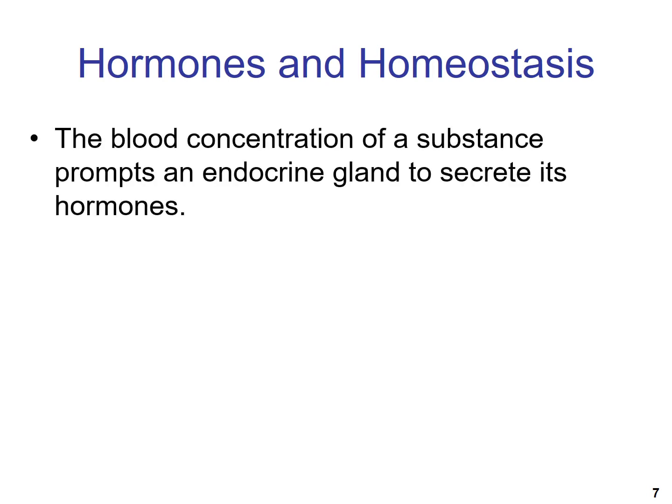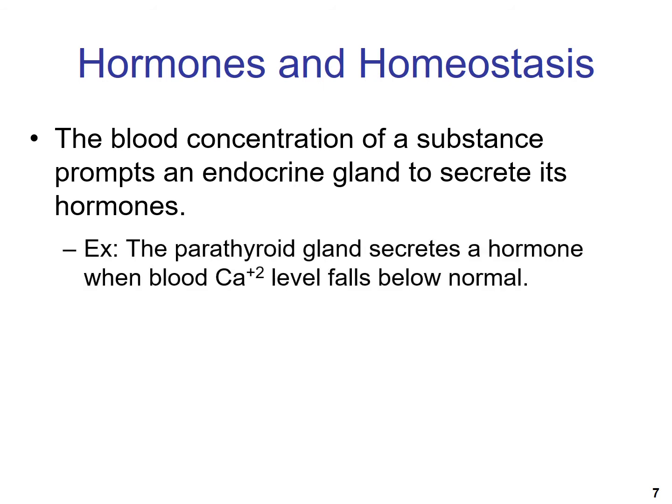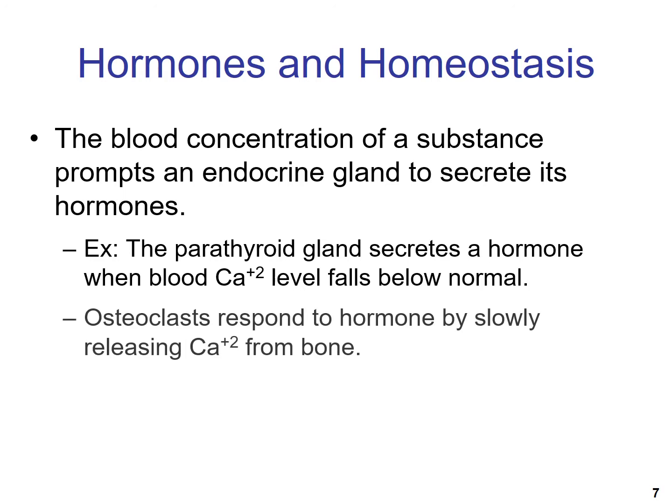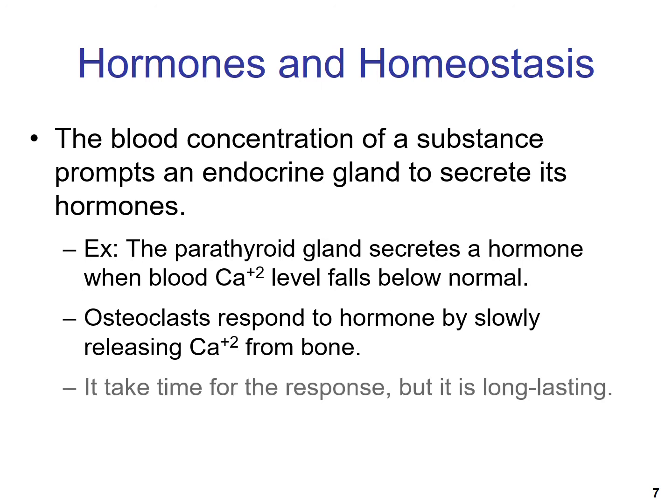Okay, so generally the blood concentration of a substance can prompt an endocrine gland to secrete its hormones. So basically the parathyroid gland can secrete a hormone when blood calcium levels fall below normal. When this happens, osteoclasts will slowly release calcium from the bone. So this is the type of cell that responds to this hormone. It takes time for this response to work, but it is long-lasting.